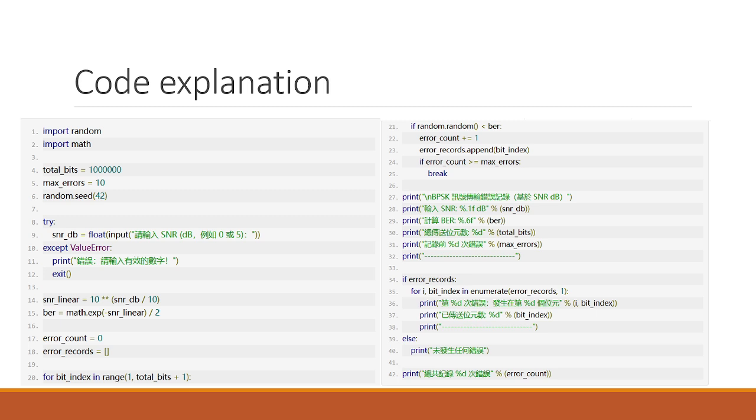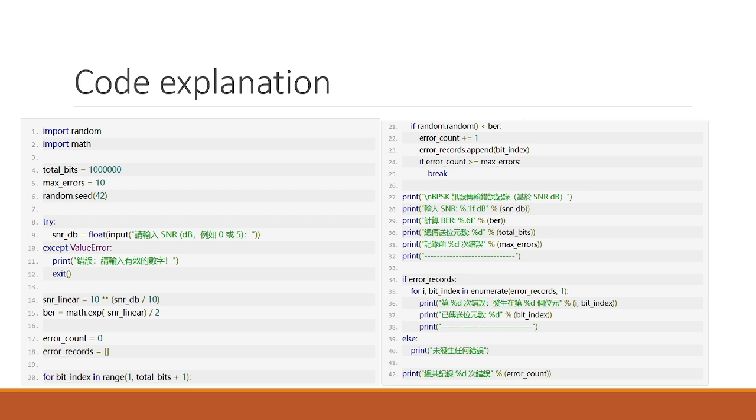The program asks you to type an SNR number like 0 or 5. It uses a try-except to make sure you type a number. If you type something wrong, it shows an error message and stops. Next, convert your SNR number into a form we can use to calculate an error chance. A higher SNR means fewer errors. The error chance, called BER, is figured out with a simple formula that makes errors less likely for clearer signals.